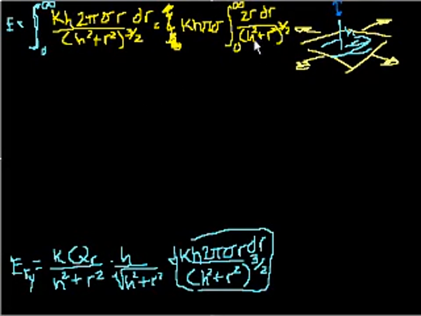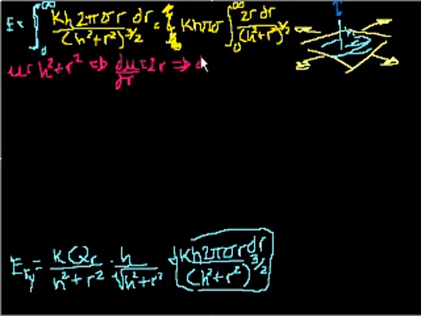And so what's the antiderivative here? Well, this is essentially the reverse chain rule. I could make a substitution here if you're more comfortable using the substitution rule, but you might be able to eyeball this at this point. We could make the substitution that u is equal to h squared plus r squared. h is just a constant, right? Then du dr is just 2r. Or we could say du is equal to 2r dr.